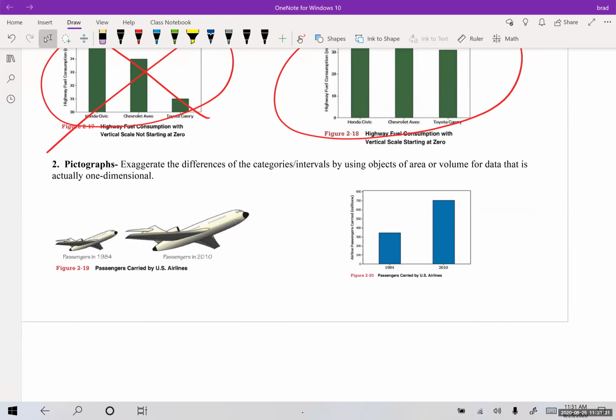Pictographs exaggerate the difference of categories by using objects, area or volume for data that is actually one-dimensional. So the number of passengers is a countable number, but they're trying to show you how much bigger it is, how exaggerated it is, by just showing you pictures. We're not going to do pictographs too often in this class. This is a more realistic graph that you would use, okay?